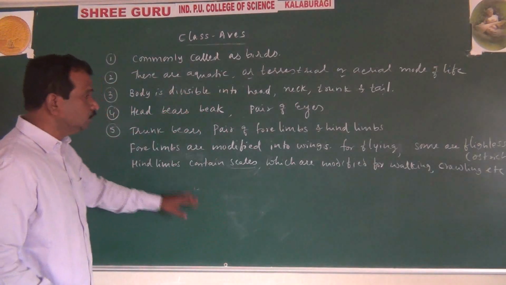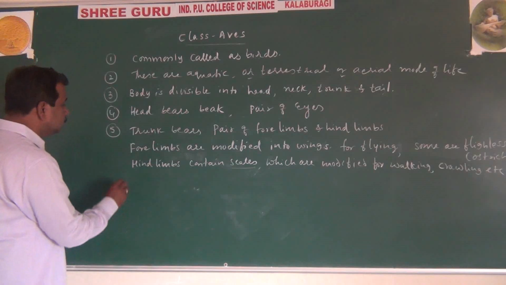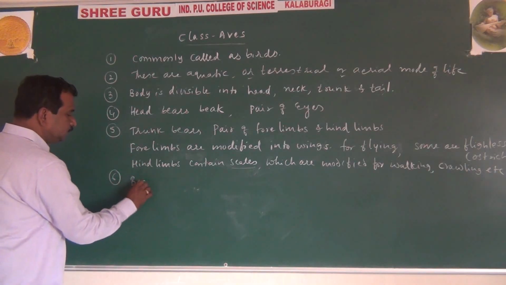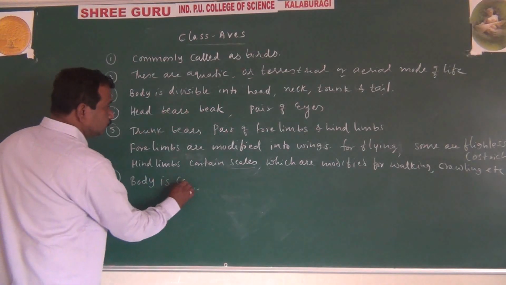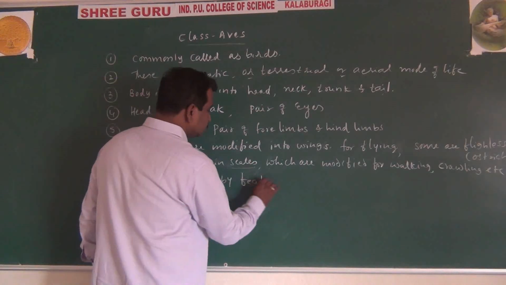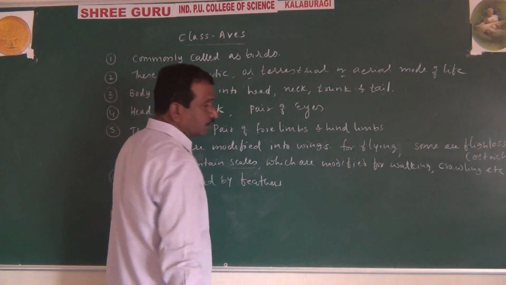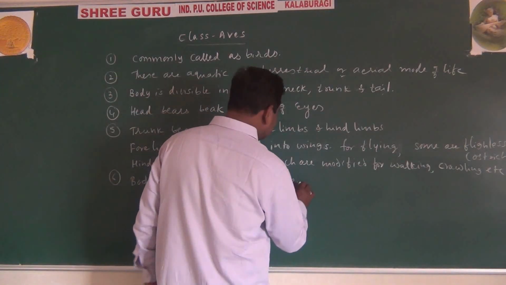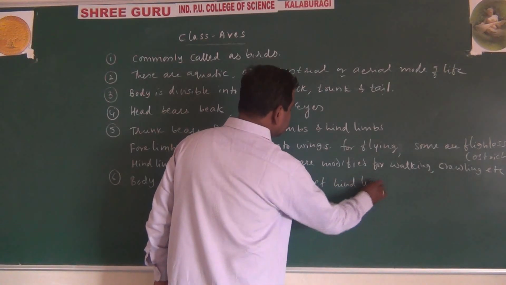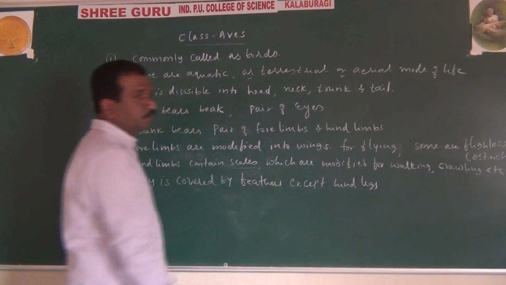Next is four limbs. Now we can see that the trunk also bears a body covered by feathers. The body is covered by feathers except hind legs. Scales are going to be found.